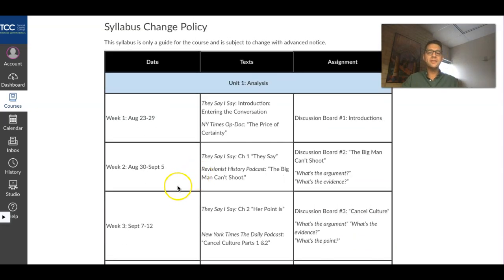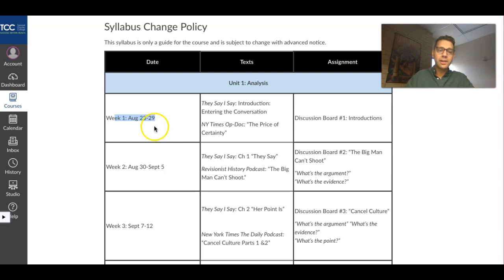So you see that in the syllabus, we have 3 different columns. We've got date, text, and assignments. So for the date, what I want you to focus on is that this is the date for the week, right? Now, depending on when you're taking this class, some of you might be on Monday, Wednesday, some of you might be on Tuesday, Thursday, or you might be taking one of those weird classes that meets at different times. It just depends on when you're taking the class.